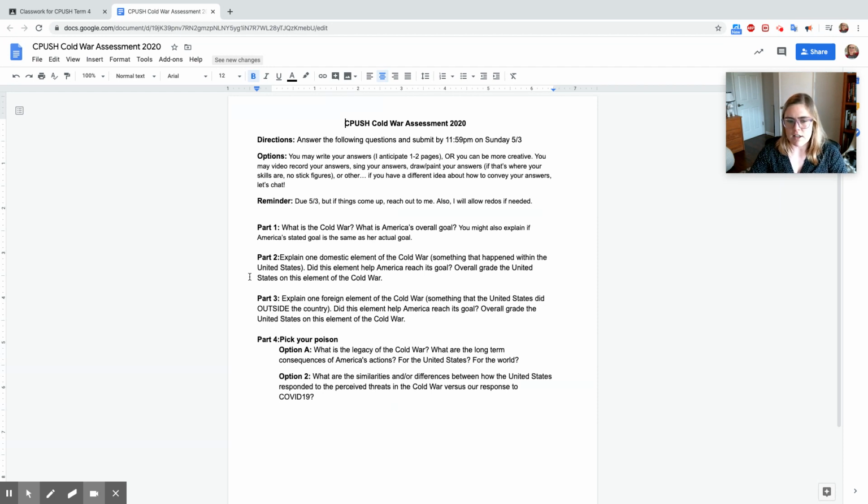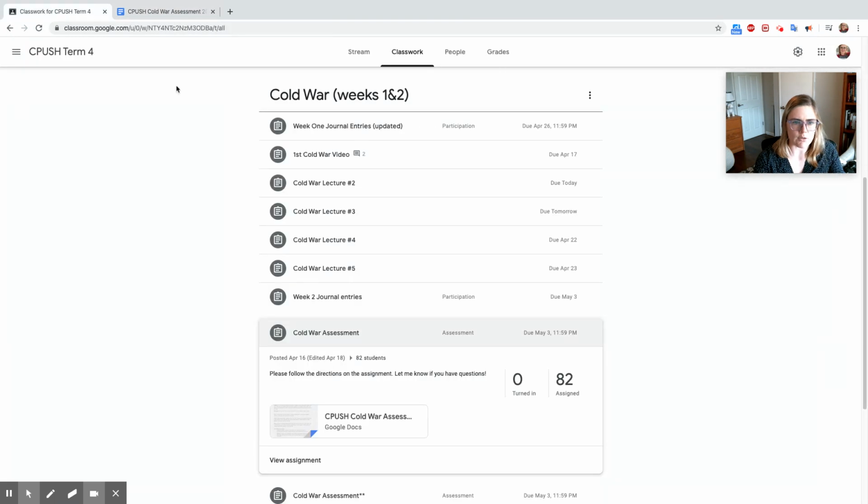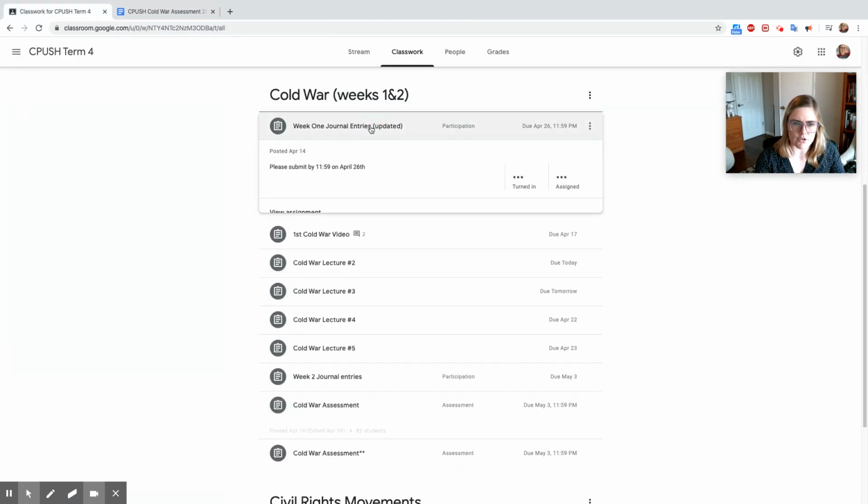If we think about that these are worldwide fears or things that the United States is afraid of, how might you compare our response to these things, whether we're talking about the perceived threat of communism or the Soviet Union versus the coronavirus? So that is your Cold War assessment. And I actually am going to point out one more thing before we get into our lecture. Let me go back to your journals for just a second.